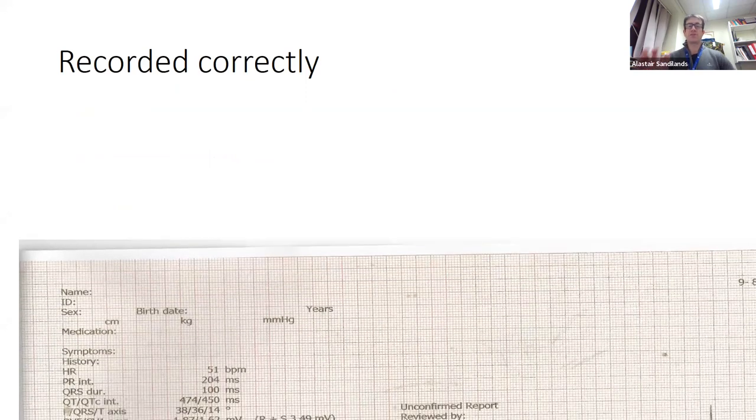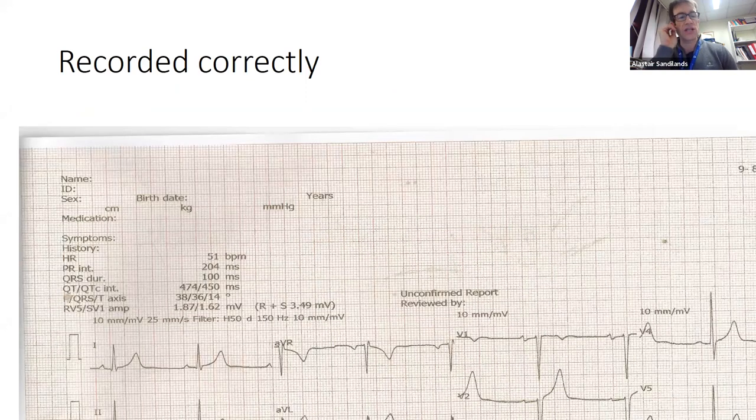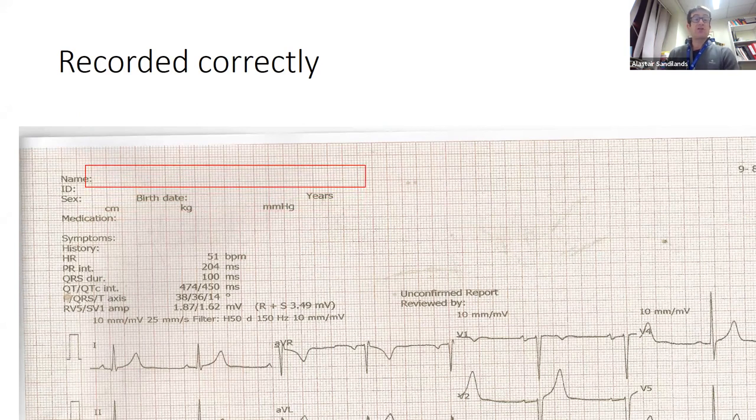Okay, so for the purposes of the ECGs I show you, they are all recorded correctly. But what should we be looking at on the ECG to know it's recorded correctly? Certainly we should have a name on it. Whenever you're looked at in medical practice, we should have an ECG with a name on it. Otherwise, you can't include that ECG in the records.